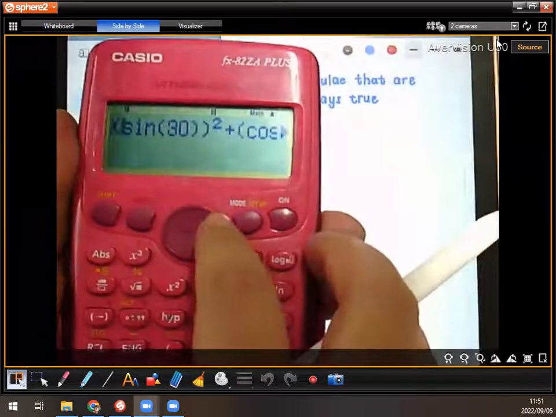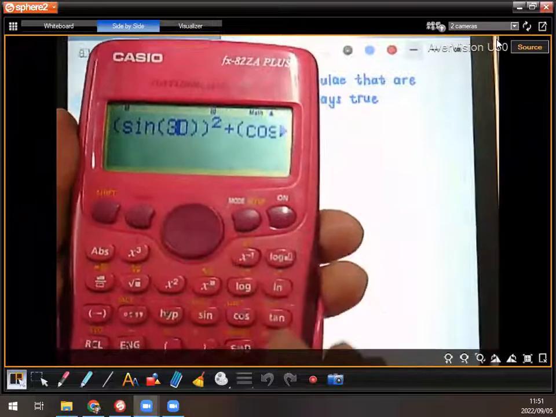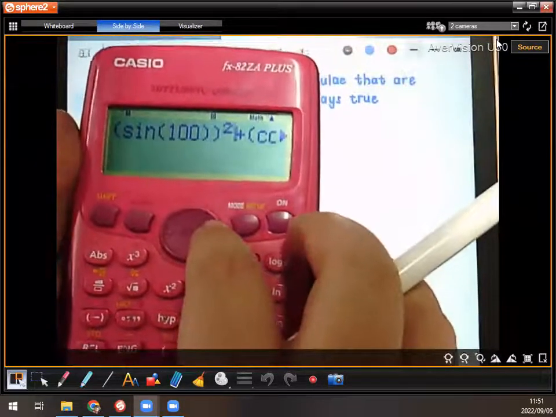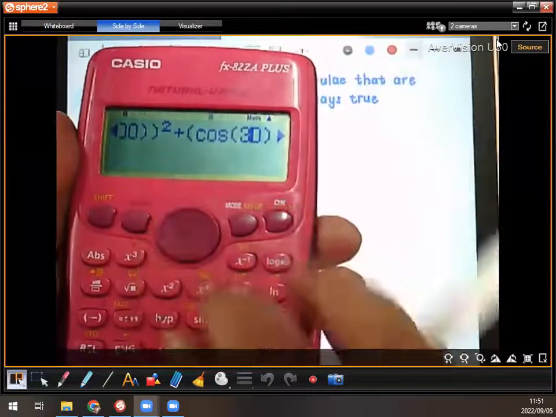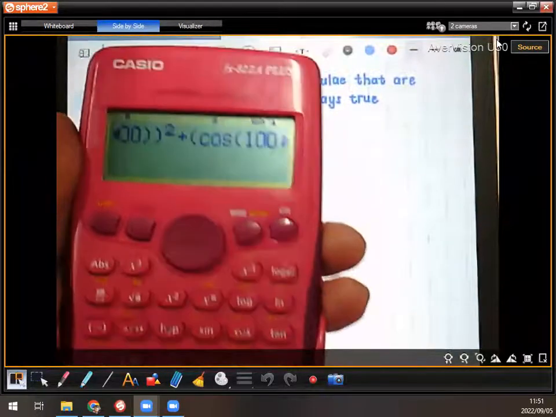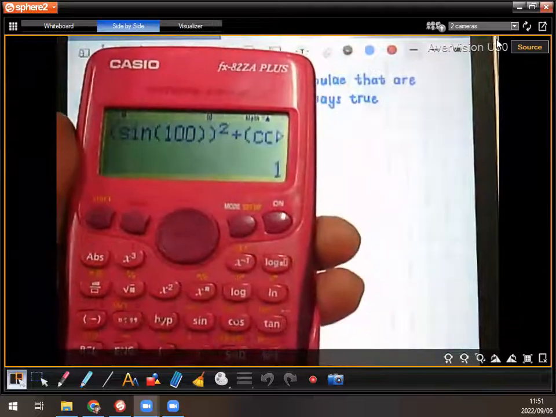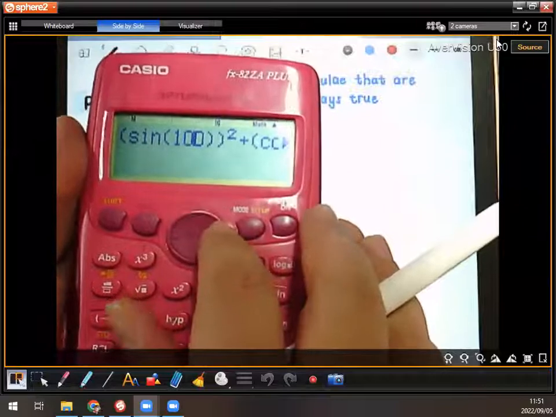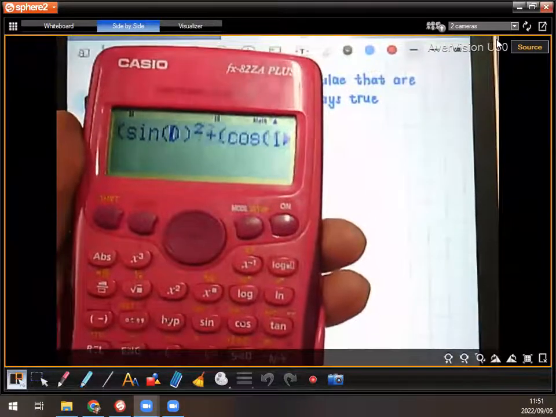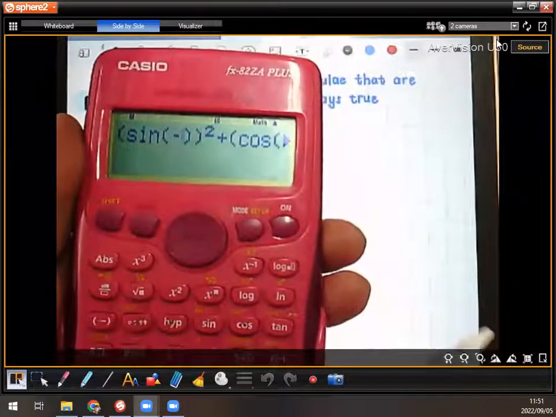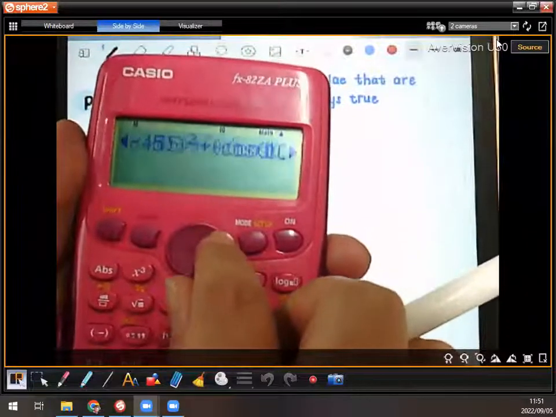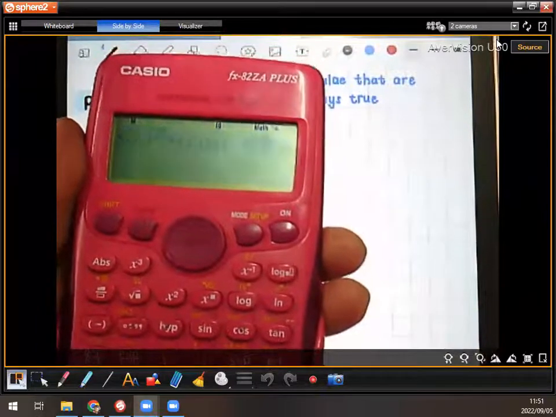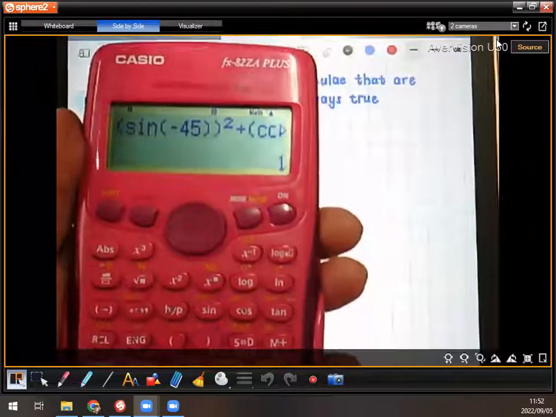Now I'm just going to change this angle. Let's do sine of 100 squared, and then I'm just going to change the other one to 100 as well, squared, and then the answer is 1. Let's do one more, a negative angle, because we can do that as well. Sine of negative 45 squared plus cos of the same angle, negative 45 squared, and then the answer is also 1.